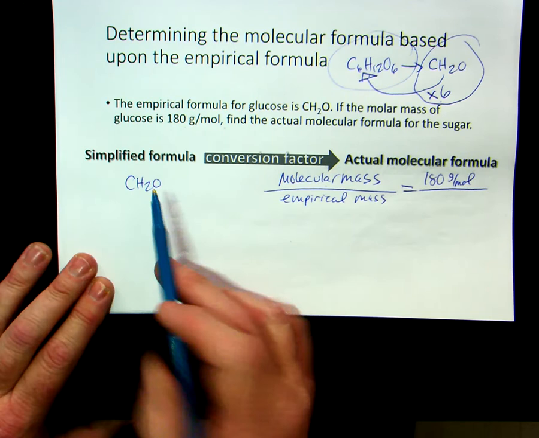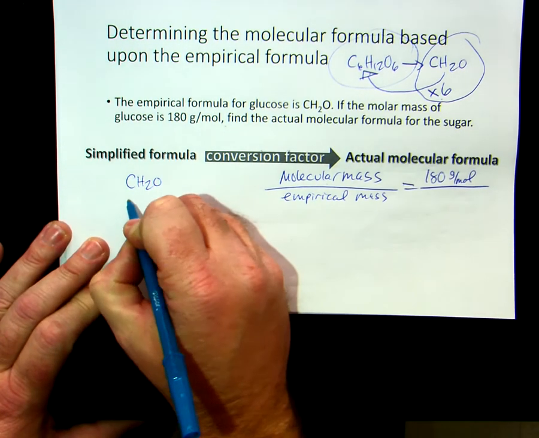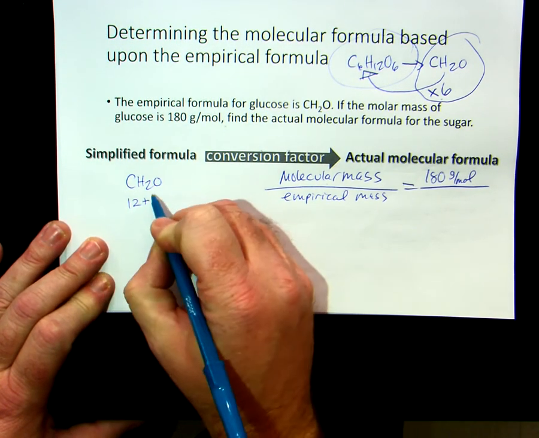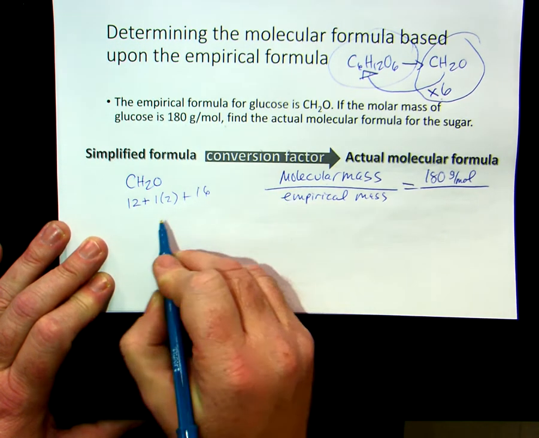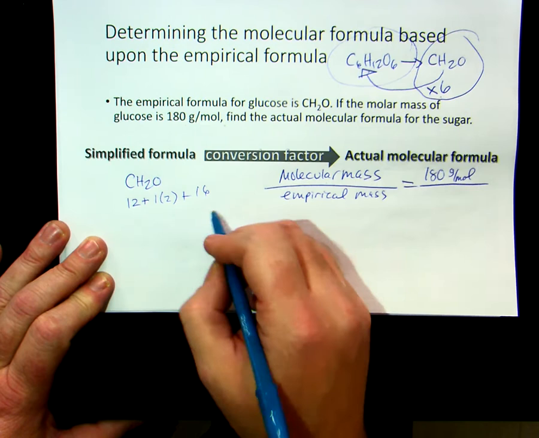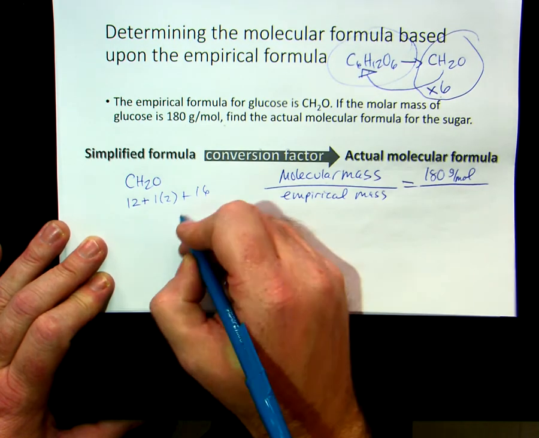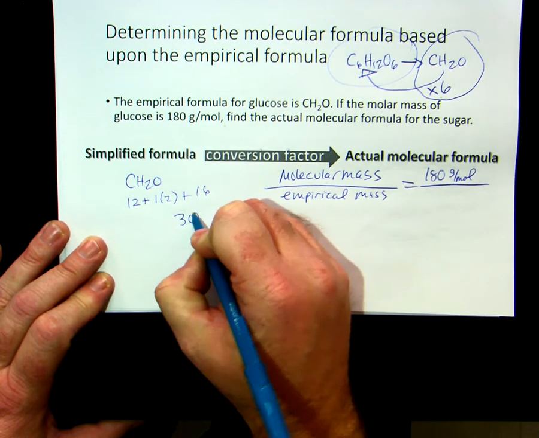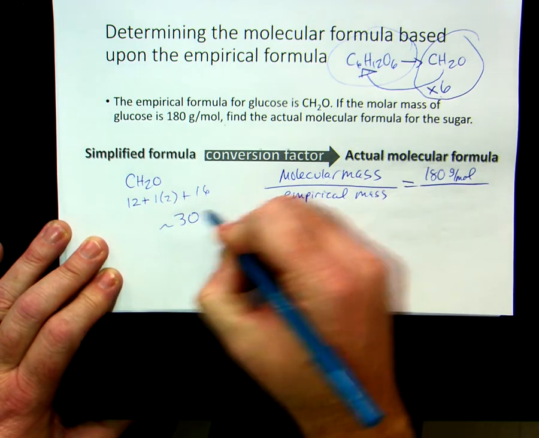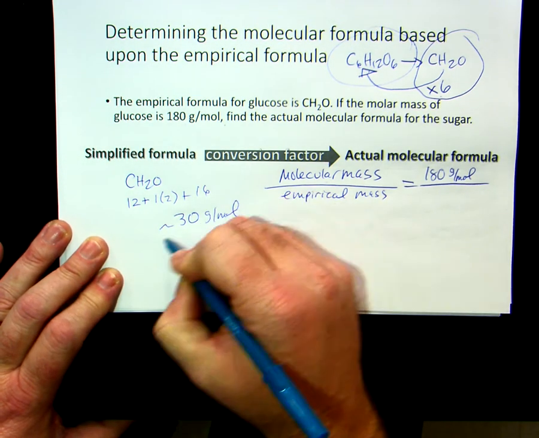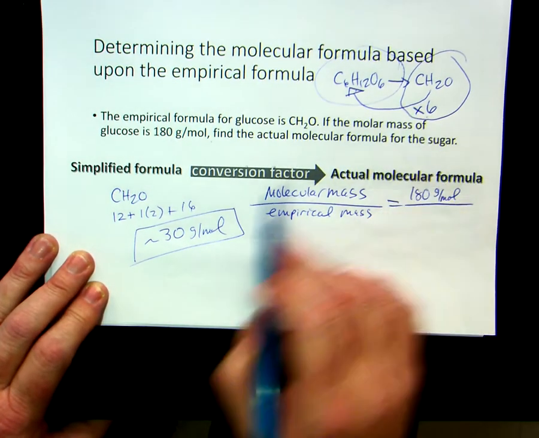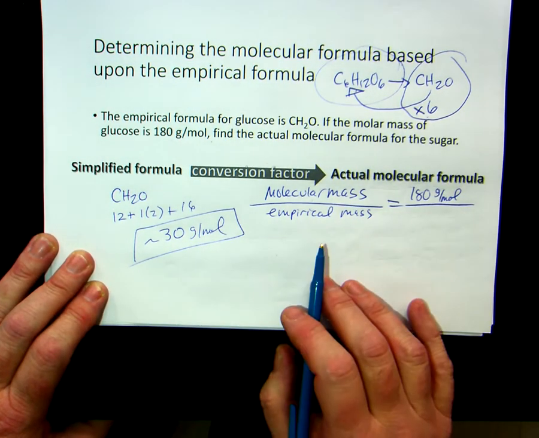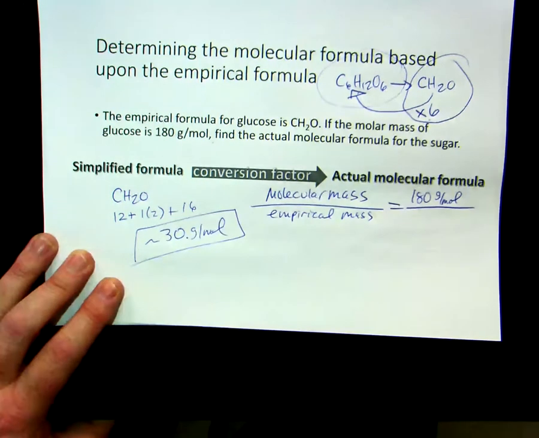So when I add this up, I can just be kind of hasty about it and go, okay, carbon's about 12, hydrogen's about 1, and there's 2 of them, and oxygen is about 16. So I'd say, okay, this would equal about 30 grams per mole. And again, my conversion factor is only 1 sig fig, so I'm not worrying a whole bunch about sig figs here. 2 sig figs, 30 grams per mole.